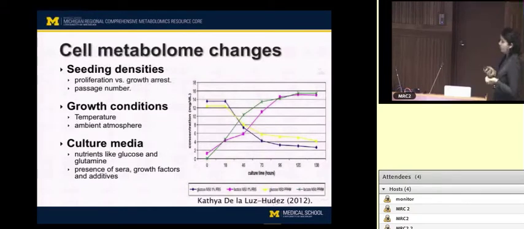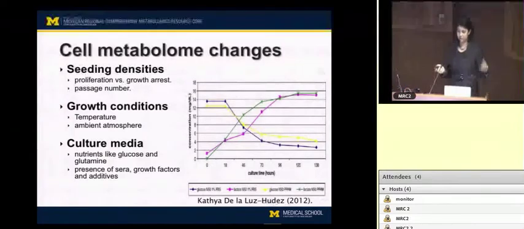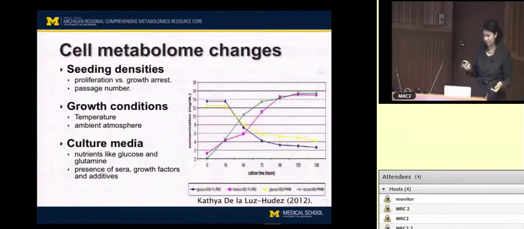Also, seeding the same amount of cells, catching them in the same cell phase, passage number, these are things to consider. Growth conditions, if you change the temperature midway through the experiment or change the ambient atmosphere, these will have huge changes to the metabolism of cells. Also think about what is in your culture media, because if you're studying fluxomics with labeled glucose, you don't want glucose in your culture media. Those are things you need to figure out, ideally through consultation with the core. And if you change culture media halfway through the experiment and one had growth factors, the other didn't, those are going to give you huge changes in your answers.